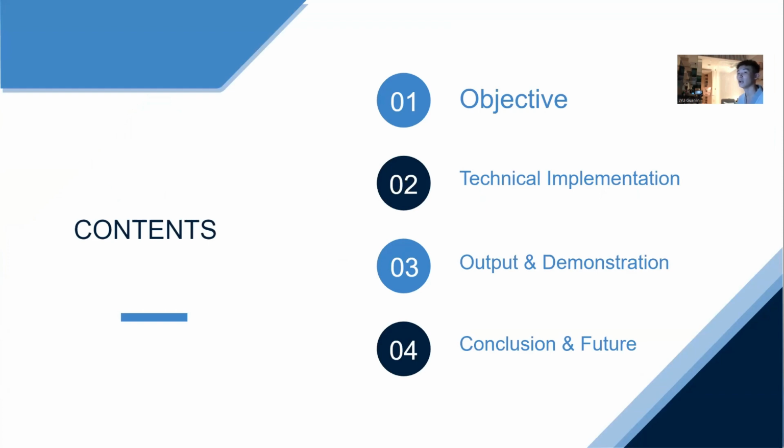In our presentation, I will divide the content into 4 parts. The first part is our objective for the project. The second is the technical implementation, including the hardware and the software. The third is output and the demonstration. In this part, we will demonstrate how our project works. And the fourth is the conclusion, and we will also talk about the future of our project.